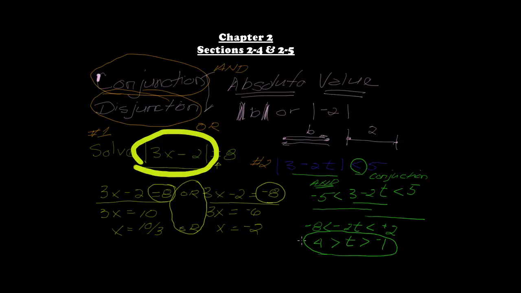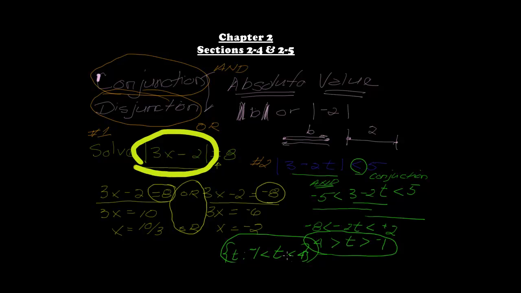Now, written in a solution set, if you'll look at the bottom of page 73, the solution set is t such that, and we're going to rewrite this, negative 1 is less than t, which is less than 4, and close parentheses.